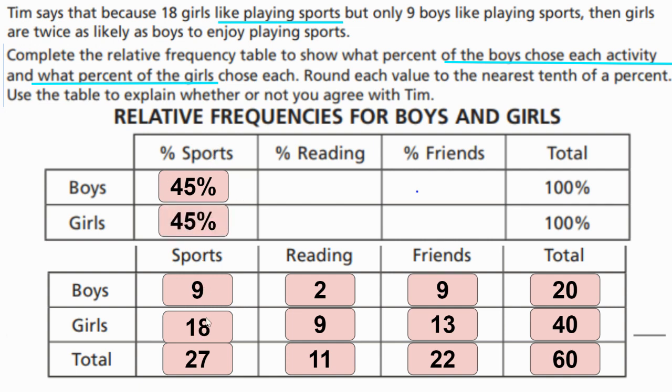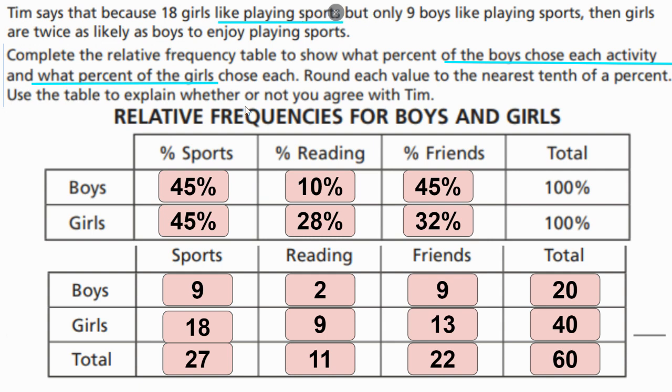45% of the girls, 18 out of 40. Remember, we had to take the total number of girls that were surveyed, divided by the total that responded that way. And that gives us 45% as well. You would do the same thing for reading and socializing with friends. But Tim was talking specifically about playing sports.